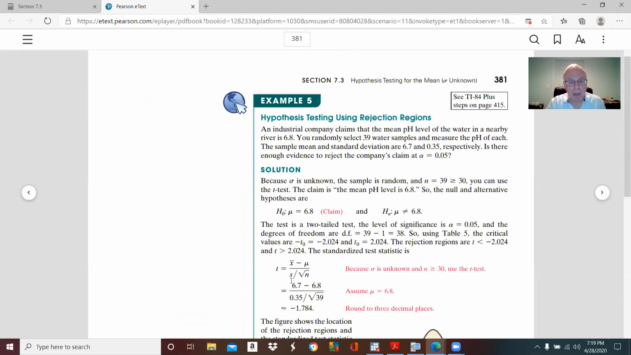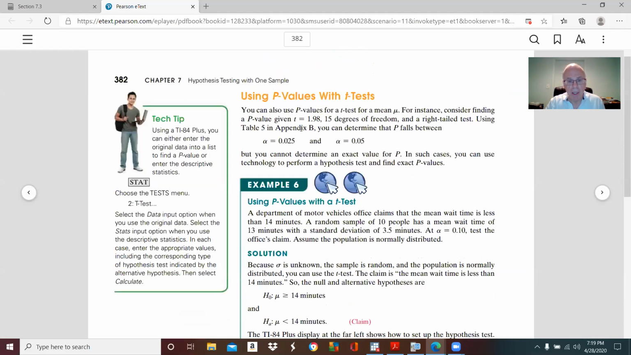Here it is in this problem. T is equal to X bar minus mu divided by S divided by the square root of N. So we're going to do that in this case. And remember that X bar in this case is equal to 13, and S is equal to 3.5. Mu, the hypothesized mean, is 14, because that's what's stated in the null and alternative hypotheses.